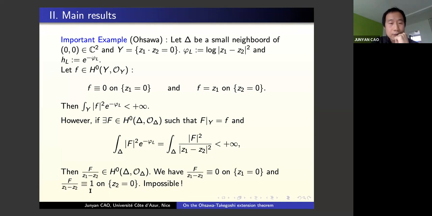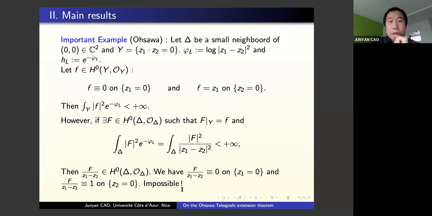So we have a contradiction, since on the original point it equals zero, and by this condition on the original point it should equal one. So we have a contradiction.